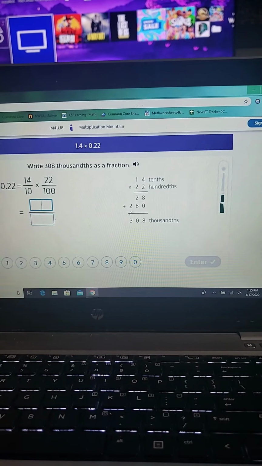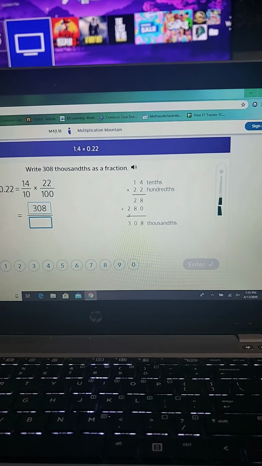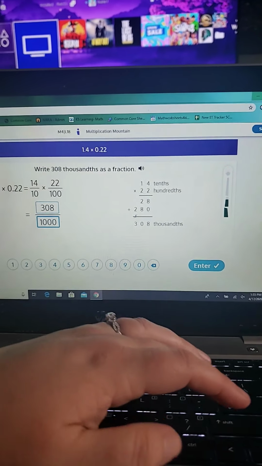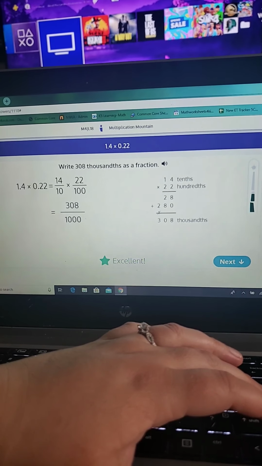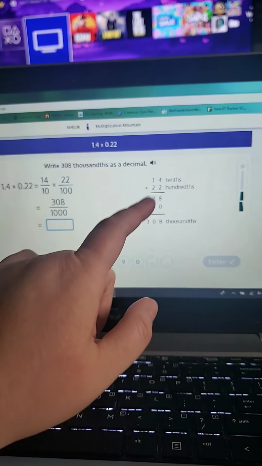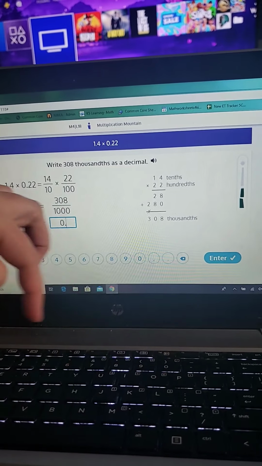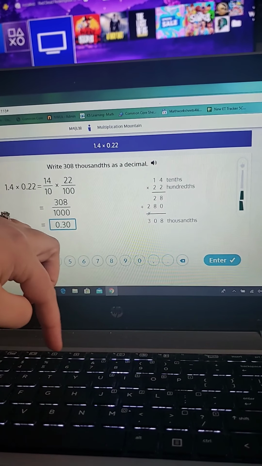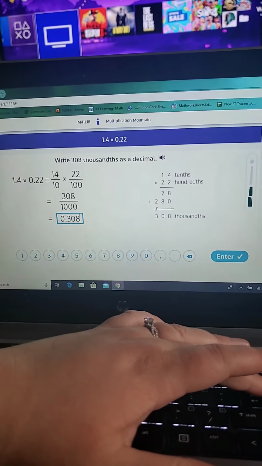So we have 308 over 1,000. Now, because that's over 1,000, it's going to be 3 numbers behind the decimal because there's 3 zeros. So 0.308 because there's 3 numbers behind the decimal when it's over 1,000.